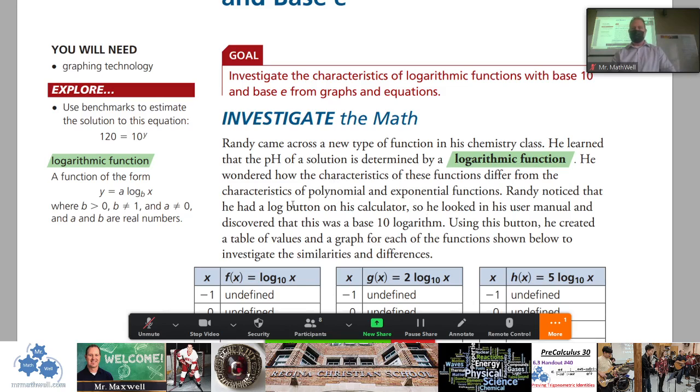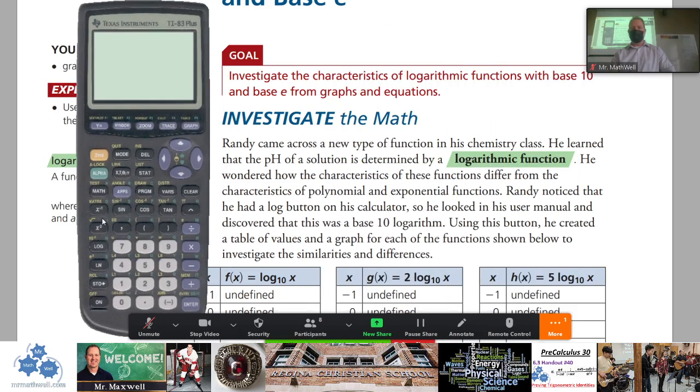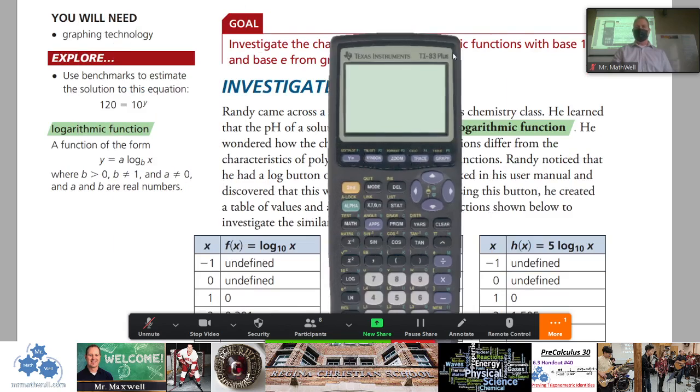Randy noticed that he had a big log button on his calculator. So you'll notice that you have a log button on your calculator if you have a scientific calculator. He looked in his user manual and discovered that it was a base 10 logarithm. This is page 274. Using this button, he created a table of values for each of the functions below to investigate the similarities and differences.